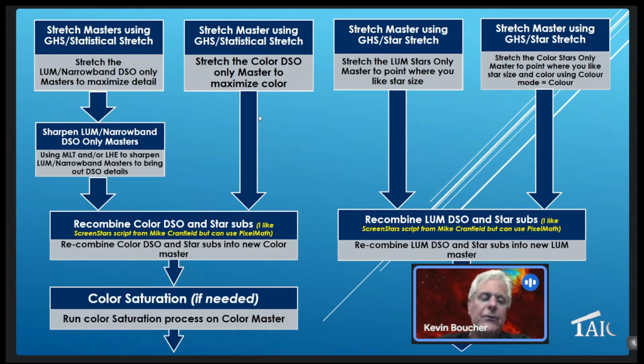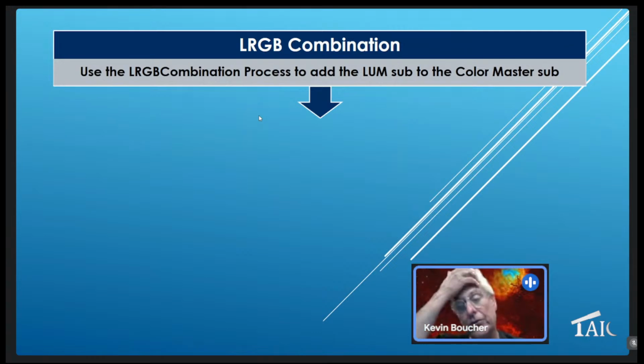So the color image now, that's got the DSO and the colored stars back together again, if it needs any more saturation, which frankly almost rarely, if ever, does it ever need, this is when I would do it at this point before I move on. And now it's time to start bringing all these separate frames back together again.